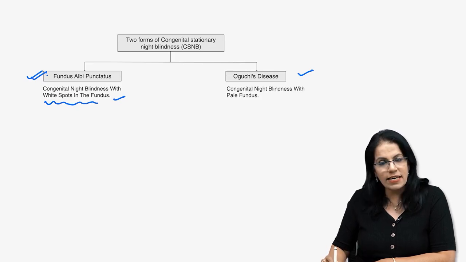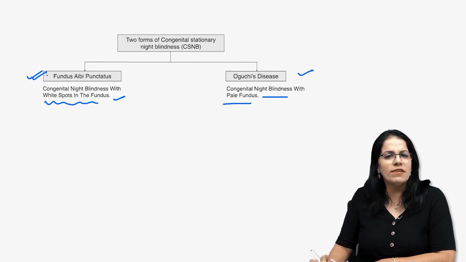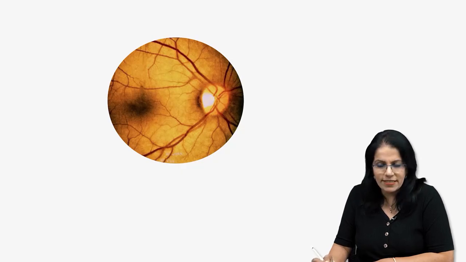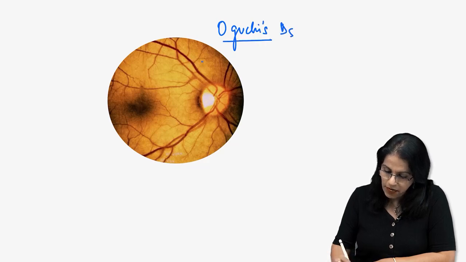So, here what are you seeing? We see again night blindness with pale fundus. What is pale fundus? It is not looking normal red, it is yellowish. This is what is, as you can see here, Oguchi's disease, which is congenital stationary night blindness with pale fundus.